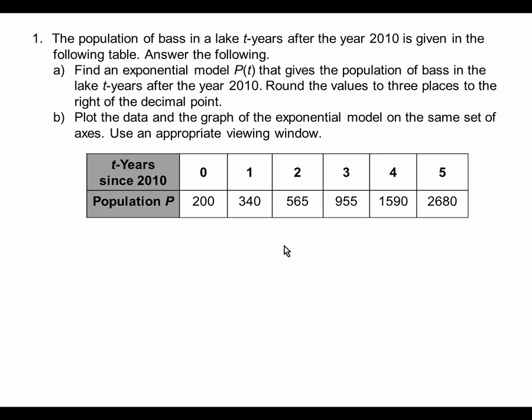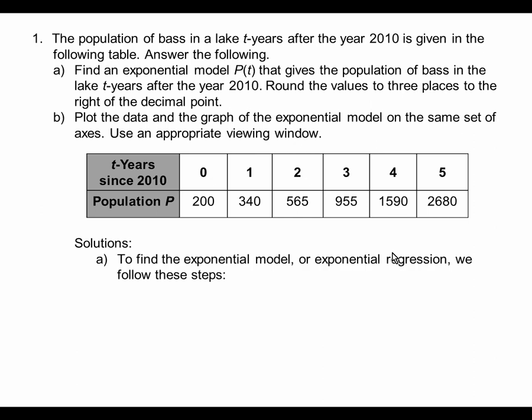Now, in terms of actually using an appropriate viewing window, notice the t values go from 0 to 5. And for the population, we can go as low as 0 because you can't have negative population. And it looks like I need to go past 2,680. So we'll keep that in mind when we start plotting the points and drawing the graph in the calculator. So, our solutions.